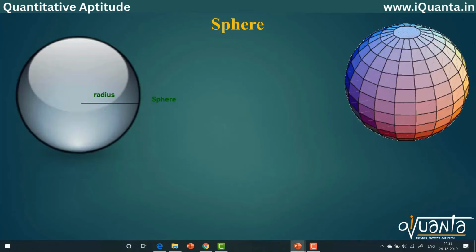Next one is sphere. So sphere is nothing but a ball, a cricket ball that you must have seen, or a football. They can be considered as spheres. So this is the picture of a sphere over here. Basically a sphere also has a radius. We'll discuss the volume of a sphere over here, which is nothing but 4/3 pi r cube.